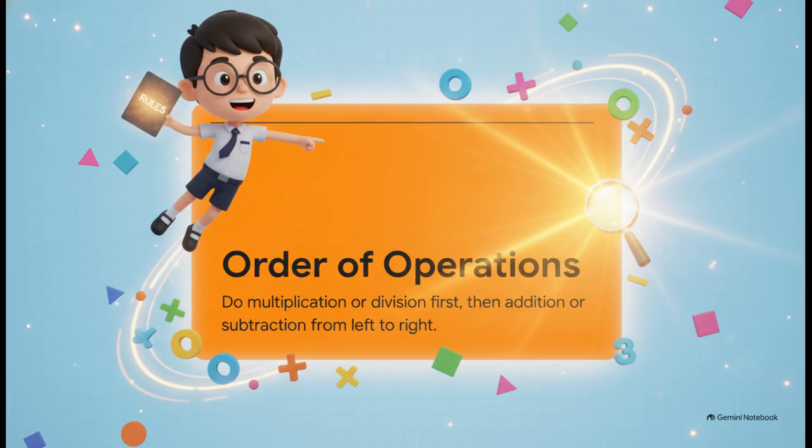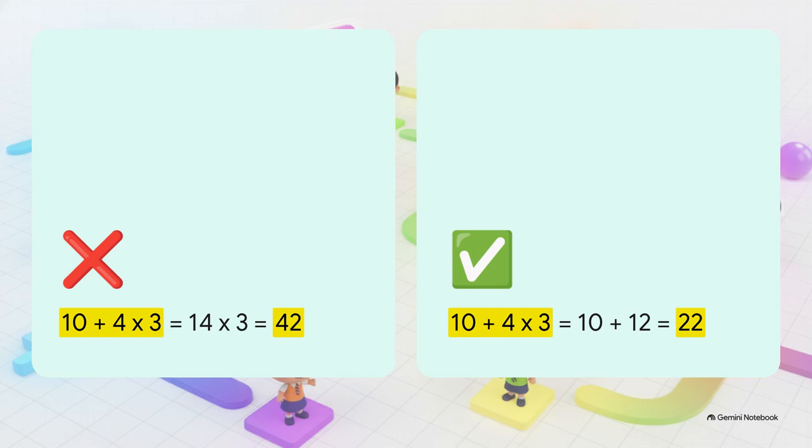Because think about it, without it, math would be complete chaos. People would get entirely different answers for the exact same problem. Let me show you a classic trap. Look at the equation here. 10 plus 4 times 3. If you just attack this randomly from left to right, you'll say, okay, 10 plus 4 is 14, then 14 times 3 is 42, right? Wrong. You will fail the level.